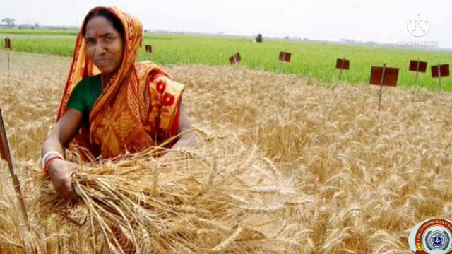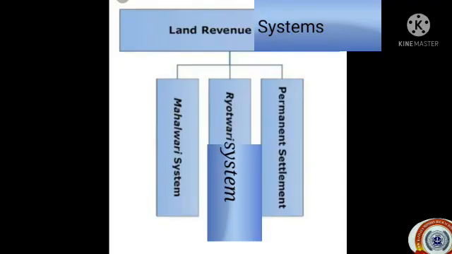The land revenue system implemented in various regions under the British rule was different. The important land revenue systems are: first one, permanent land revenue settlement; second one, Rayotwari system; and the third one, Mahalwari system.